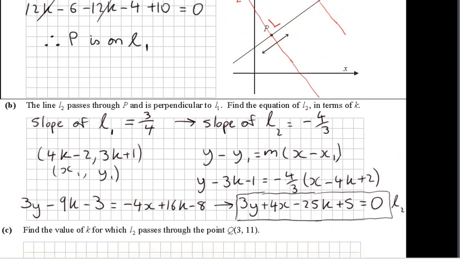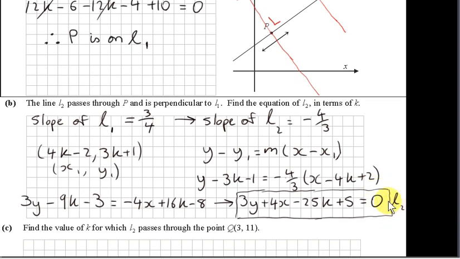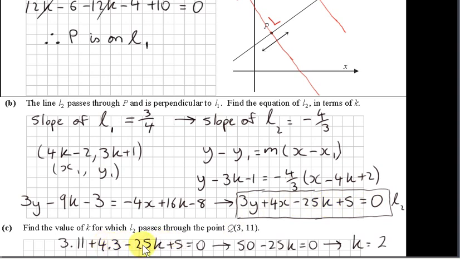So now we want the particular L2 that passes through the point 3, 11. So we want 3, 11 to be on this line. That means we want the point 3, 11 to satisfy the equation of this line. So we plug 3 in for x, 11 in for y, and it must all work out to 0. From that equation we can find k. So if we do that and solve for k, we get k equals 2.